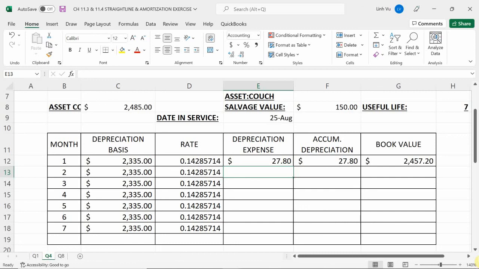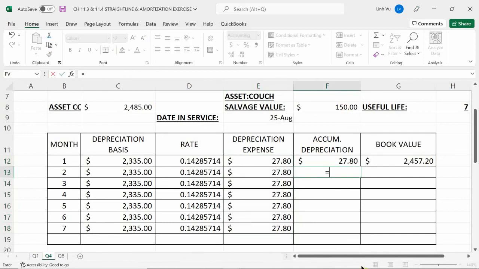Do you understand that? Because I'm looking for a monthly basis. Multiplying the basis and the rate is only going to give me the full year. I'm looking for the whole month. So I divide by 12 to get the $27.80, and that's correct. Since it's straight line, it's all going to be the same every single month, dividing by 12 every single time. So the only thing we're really solving here is the accumulated depreciation and the book value.